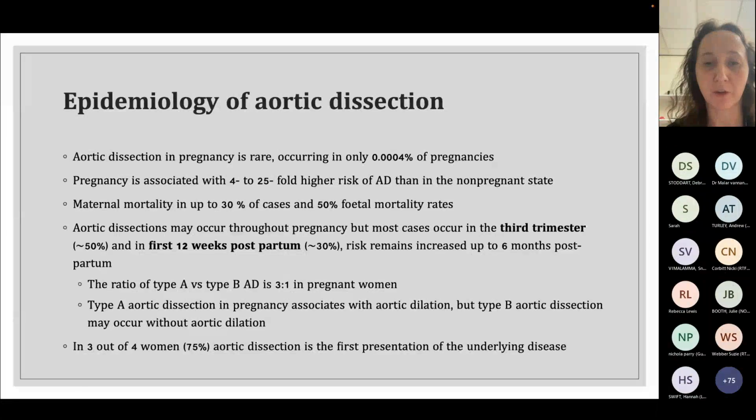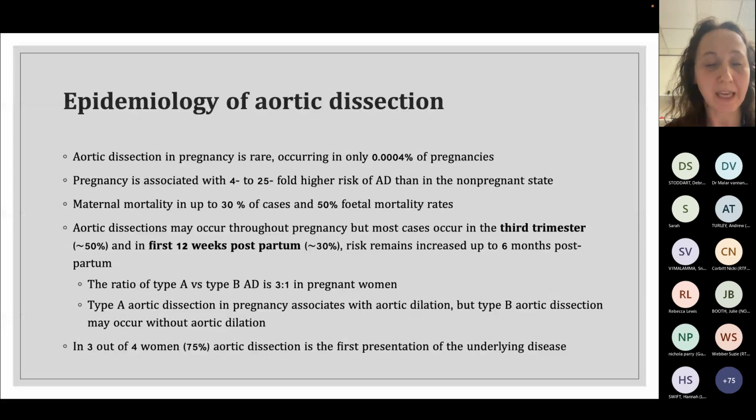Fetal mortality rates reaching 50%. Dissection can occur throughout the pregnancy, but as I mentioned briefly before, that has occurred in the third trimester, but also in the first 12 weeks postpartum. However, the risk remains increased up to 6 months postpartum.